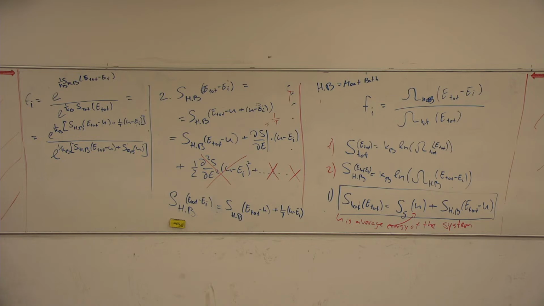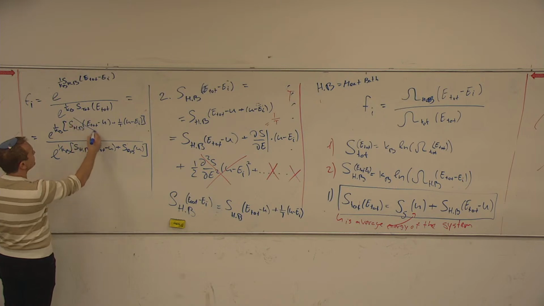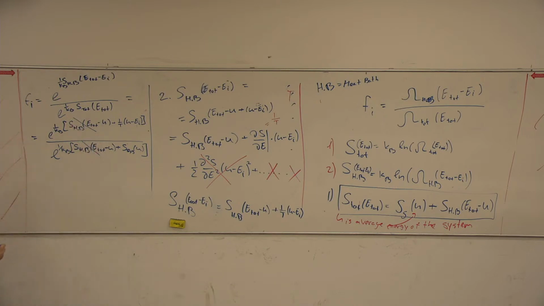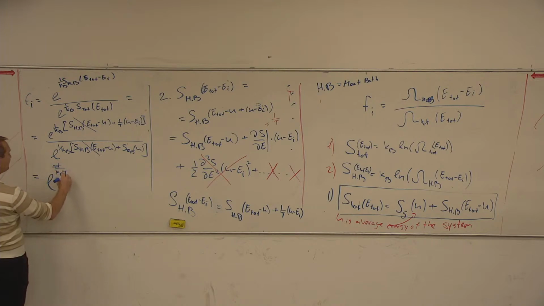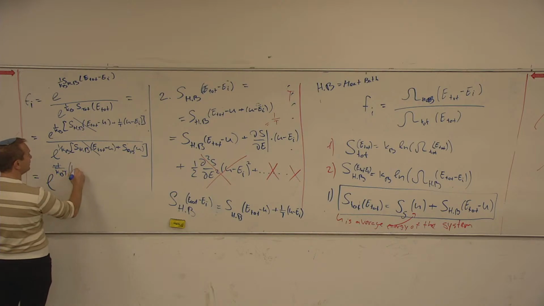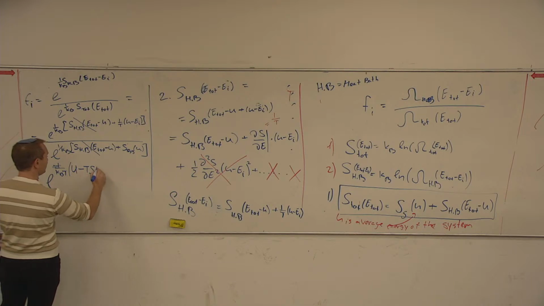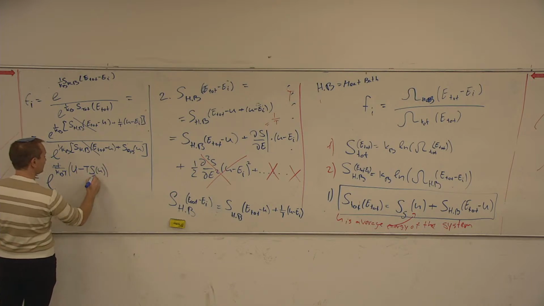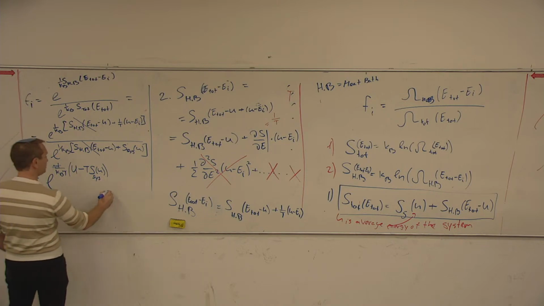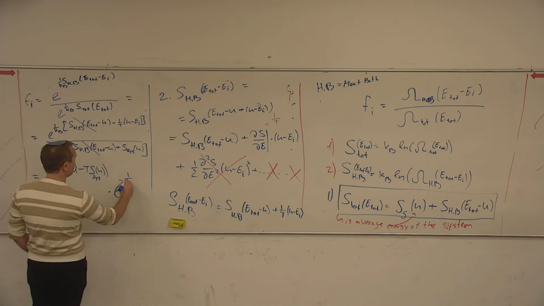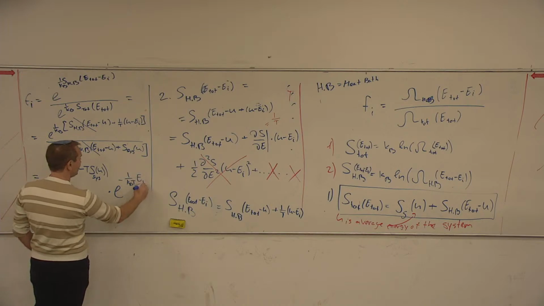Okay, so what terms are getting neglected or just cancel out? This and that. So what we are left with is e to the power of 1 over k_B T, times e to the power of U minus T S of U, where S is the system's entropy, multiplied by e to the power of minus 1 over k_B T E_i.